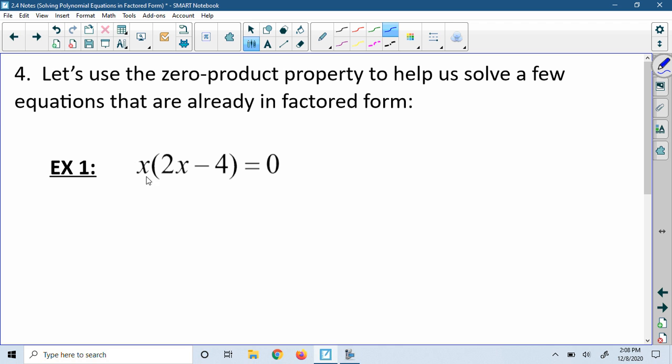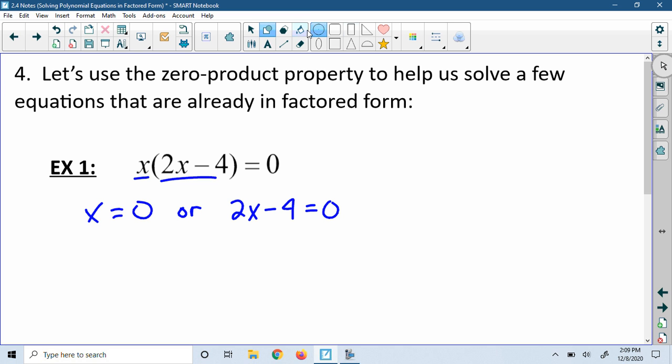So the zero product property says that if I have a couple of different factors, like I do here, one factor, two factors, when I multiply those together, if it equals 0, at least one of these factors has to equal 0. So either x equals 0 or 2x minus 4 equals 0. The x equals 0, that's already solved. The 2x minus 4 equals 0, we can continue solving that.